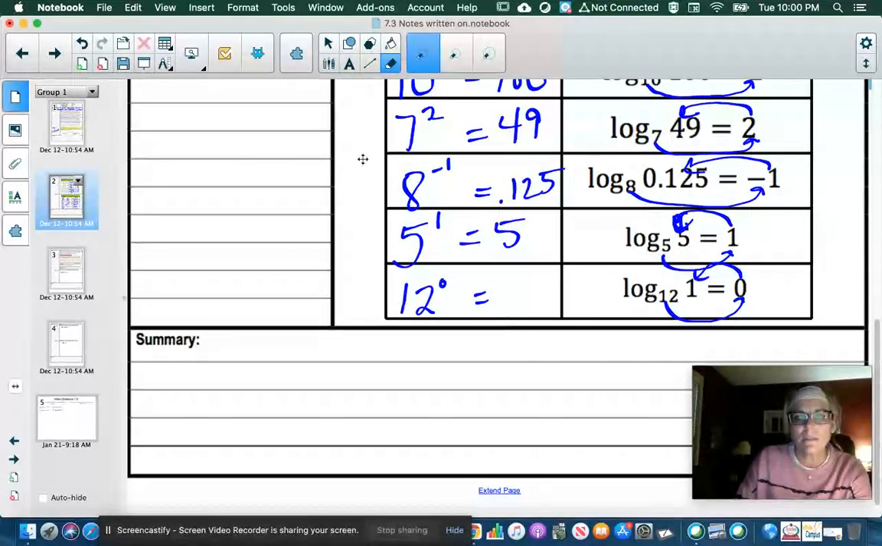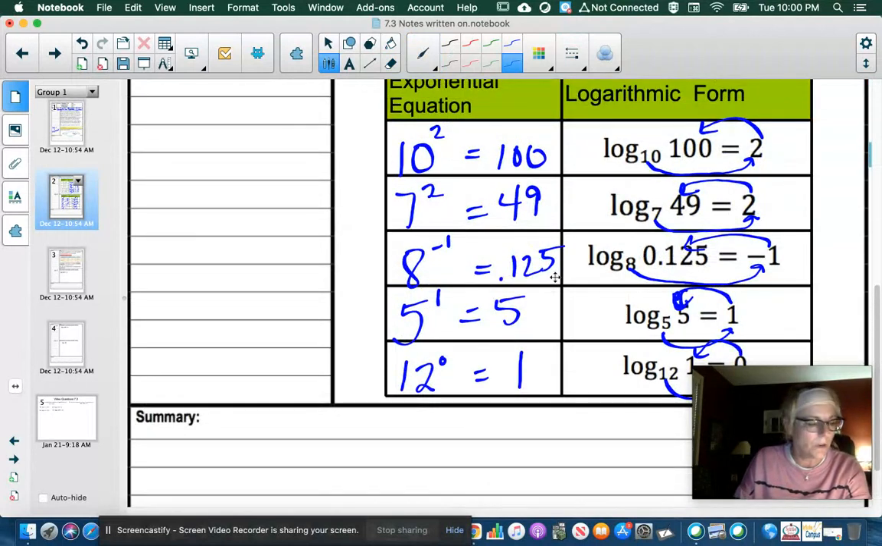Let's fix that. Equals 1. All right, that looks good.